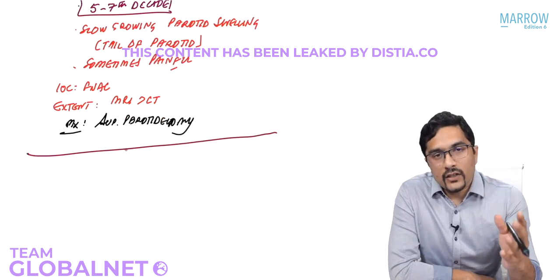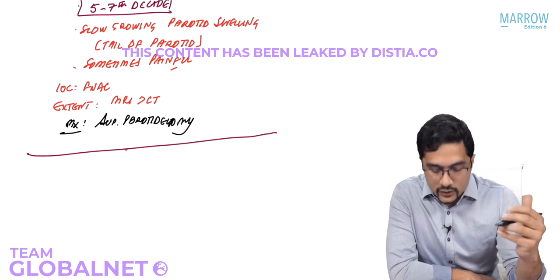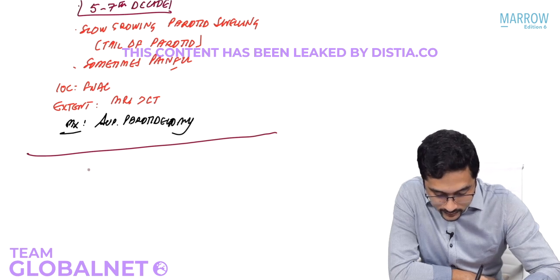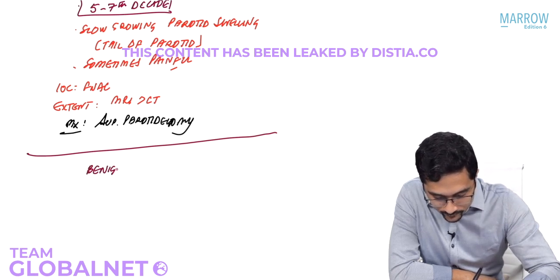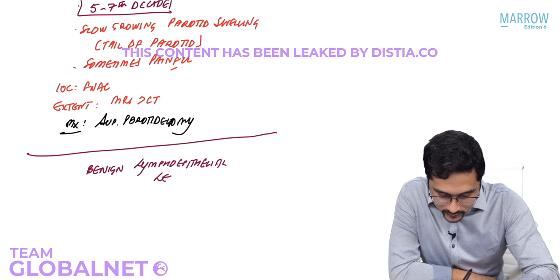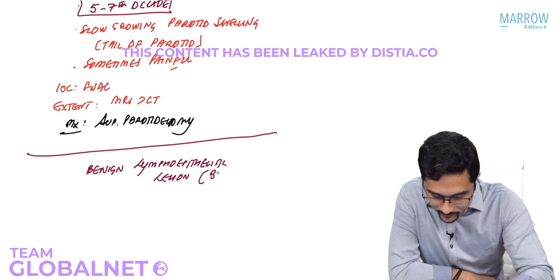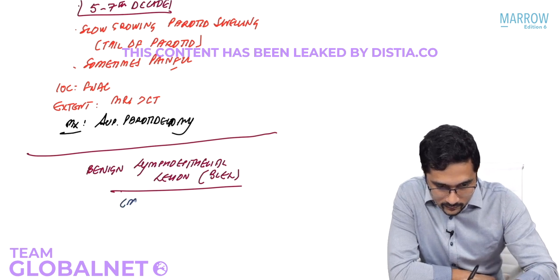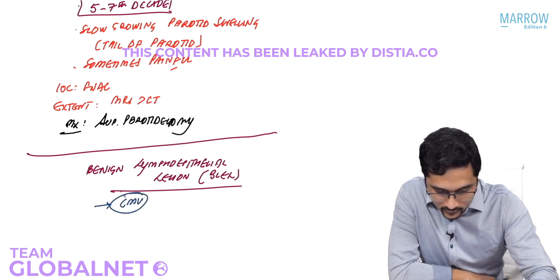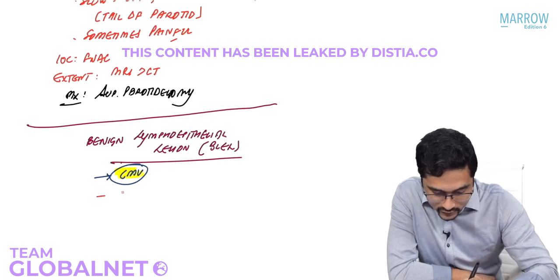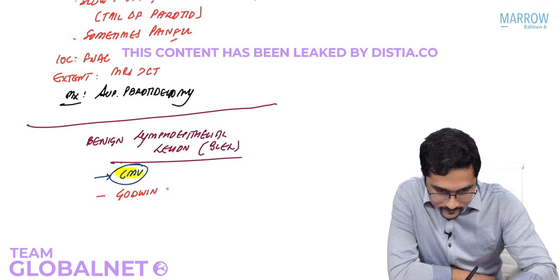Okay. So this was regarding pleomorphic adenomas and Warthin's tumors. The other swellings, before I talk about the malignant swellings, there's another term which you should know. This is a benign lymphoepithelial lesion, or BLEL. It is a benign tumor. This is caused by cytomegalovirus. So you should know this. And another name for benign lymphoepithelial lesion is Godwin's tumor.